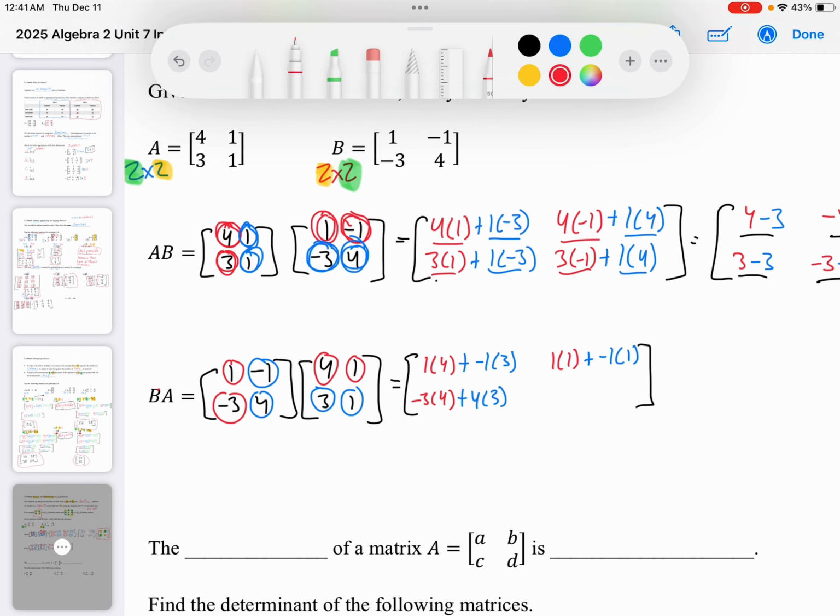And finally, now we're going to be doing this second row times the second column. And so we would have this negative 3 times 1. And the 4 times this 1.